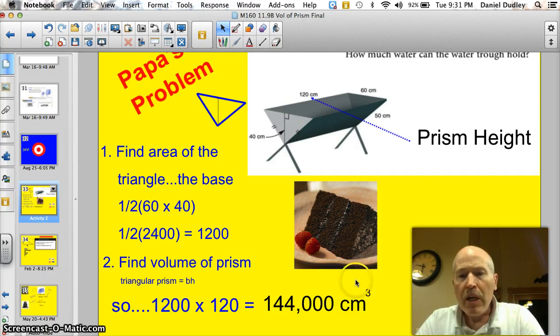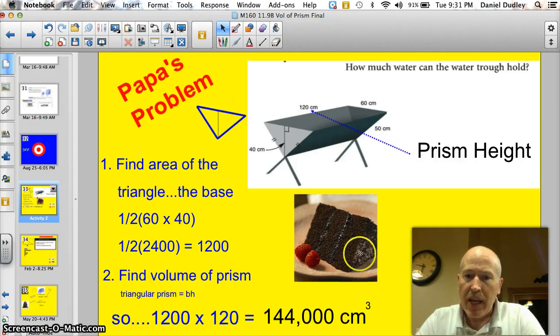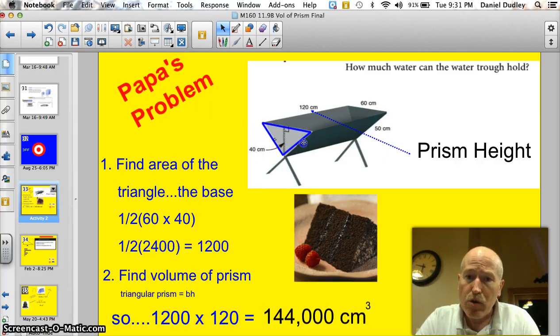I like to think about finding the volume of triangular prisms like a piece of cake. If you think of this cake here, it has three layers. So if we can figure out what the base of the cake is, and then multiply that by 3 because there's 3 layers, we will have it. Much like we find the area of this base, this triangle, and we multiply it by 120 because that's how tall it is. This piece of cake is 3 layers, this one is 120.